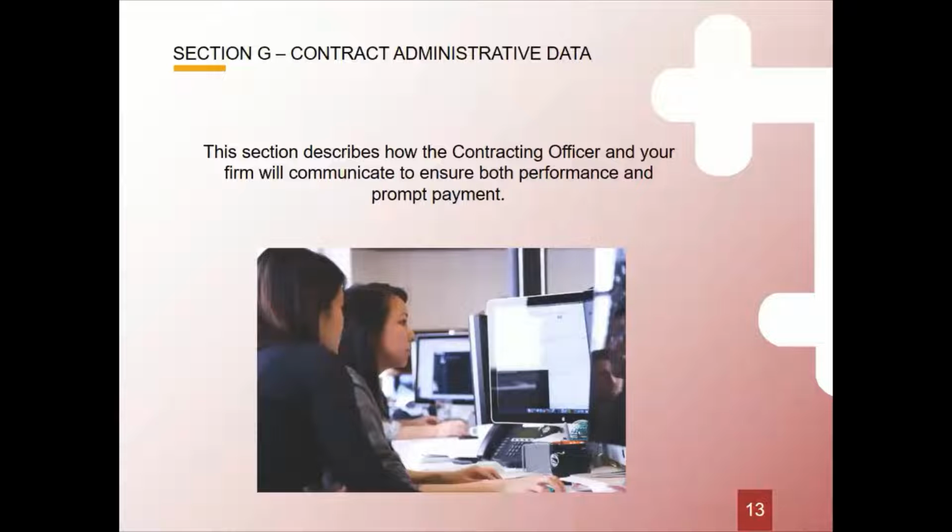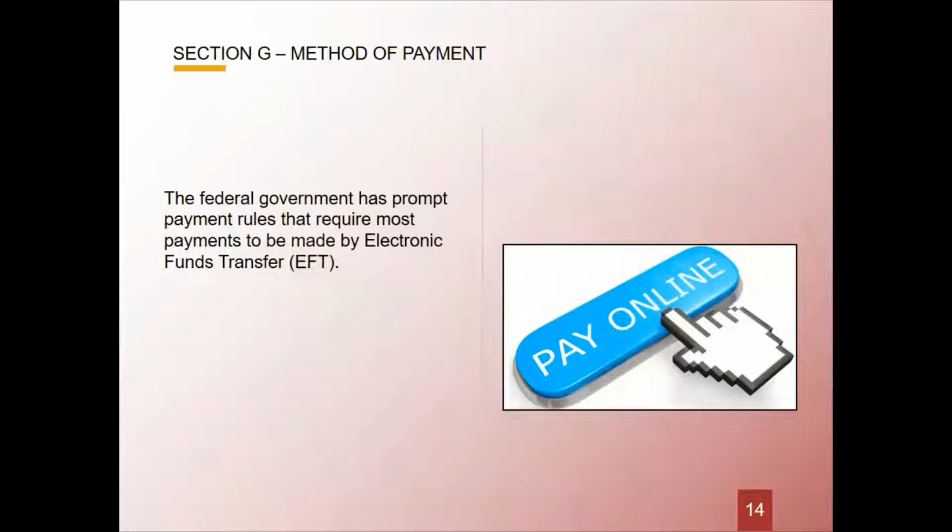On Section G, your contract administrative data. This section describes how the contracting officer and your firm will communicate to ensure both performance and prompt payment. Section G, method of payment. Very, very important. The federal government has prompt payment rules that require most payments to be made by electronic funds transfer. Also, you want to make sure that when you are pricing out your supplies or your services, you consider your prompt payment terms to the government.